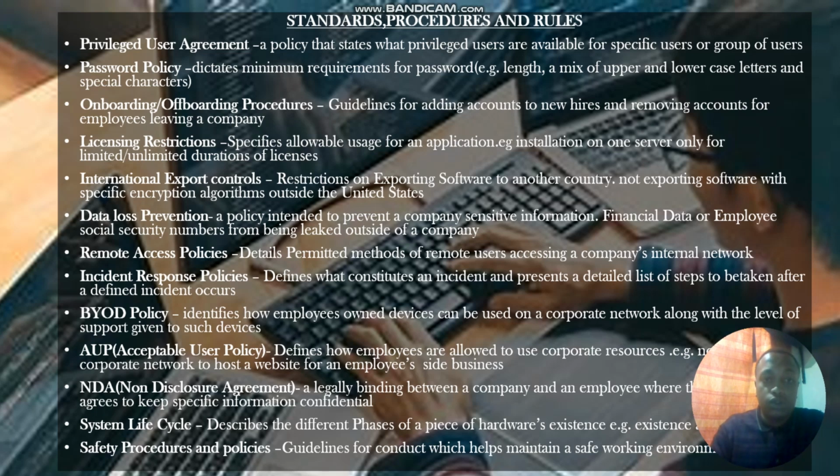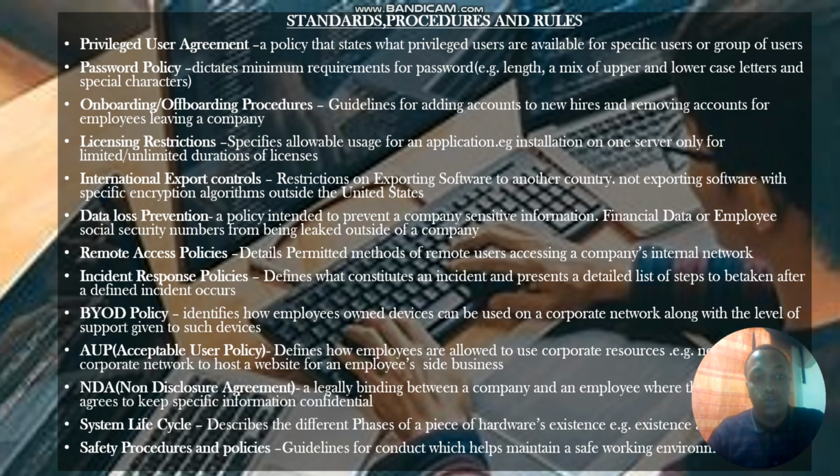International export controls. This defines the restrictions on exporting certain software to other countries. For example, you are aware that Huawei is banned in the US and Britain, so you cannot use Huawei products in the US and Britain. So those are some of the things that one needs to be aware of. Ensure that you're able to understand what software you can use in your specific country and what software you cannot use in a specific country.